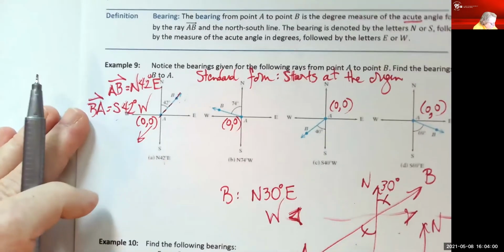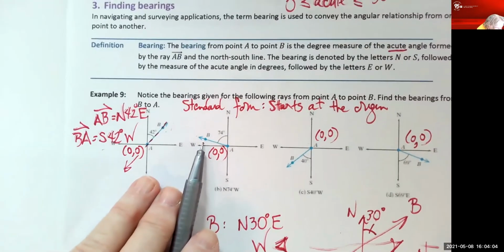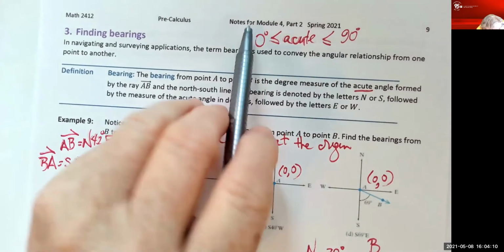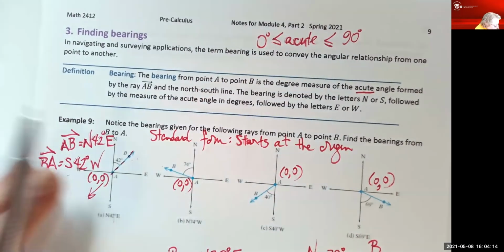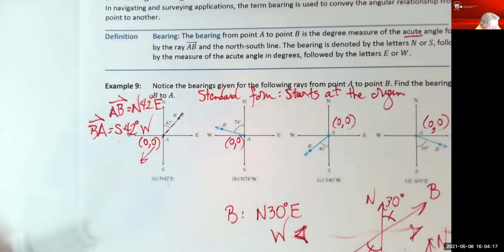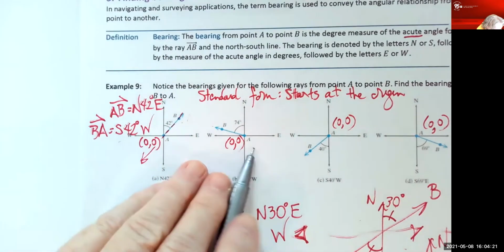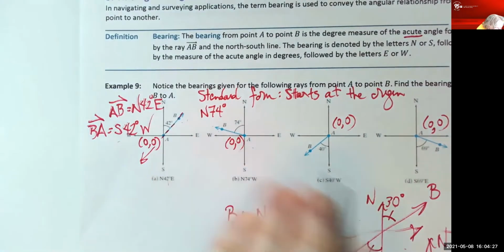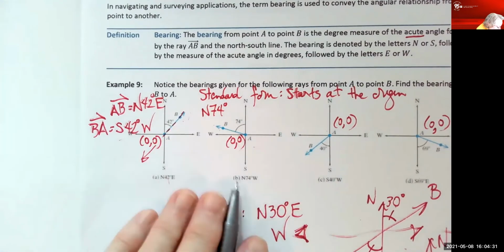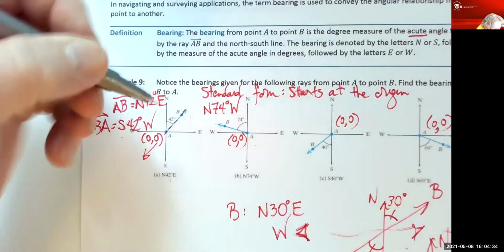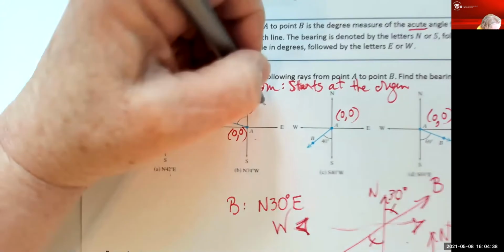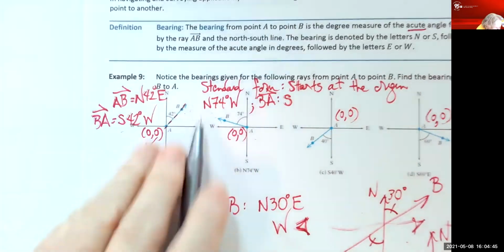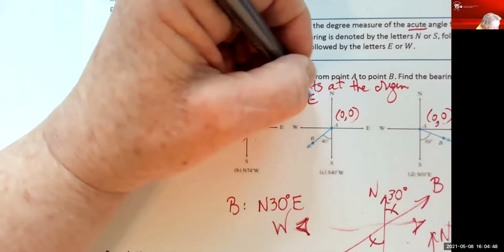So let's write down AB is 74 degrees, an acute angle. Let's see. Acute angles are between 0 degrees and 90 degrees. So yes, 74 degrees is an acute angle. So we would say A to B is north, 74 degrees. The AB line is to the left of the north-south line, so it would be west. That means that BA would be south. It's always the opposite, and it's going to be east, but the angle will be the same.